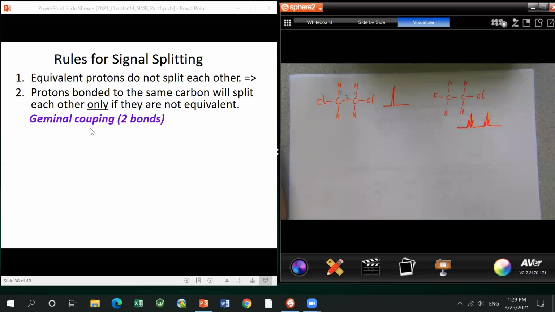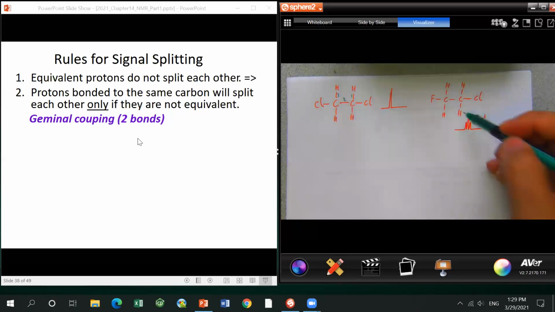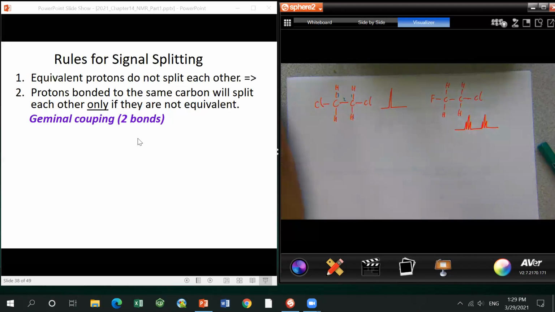Next, protons bonded to the same carbon, CH2. Normally speaking, they won't couple to each other. Like this CH2, this CH2, this CH2, because they have the same chemical shift. But if they have different chemical shifts, they will couple to each other. That's what we call geminal coupling. That's a two-bond coupling, just two bonds.